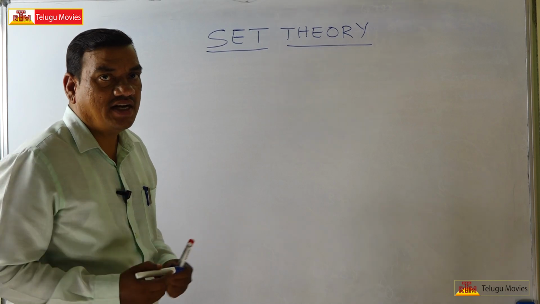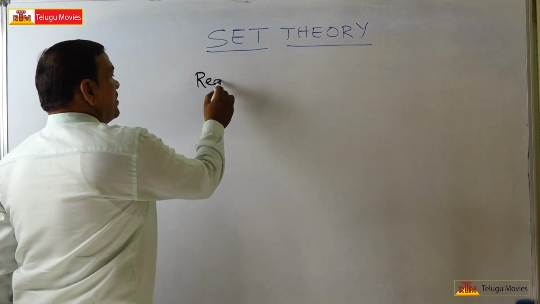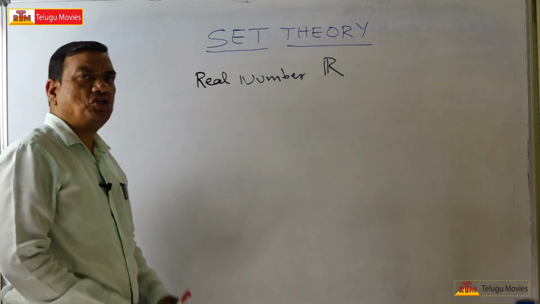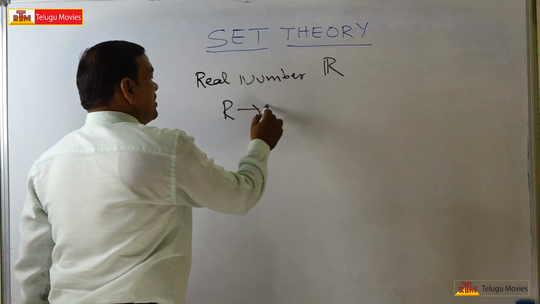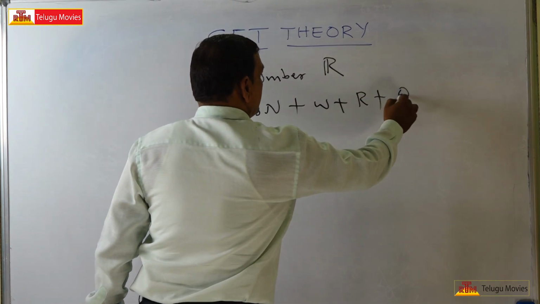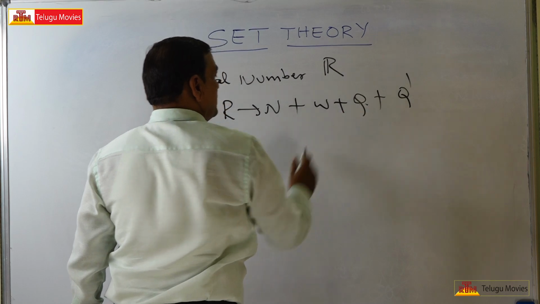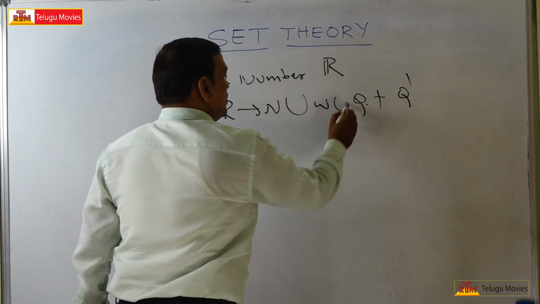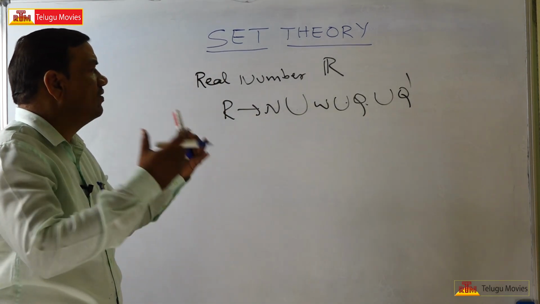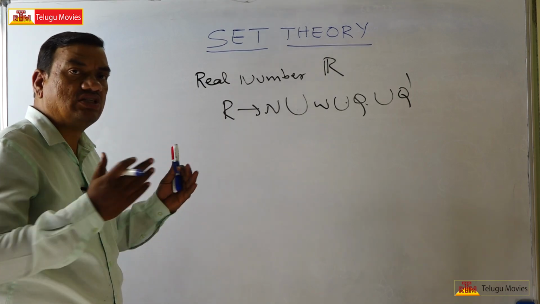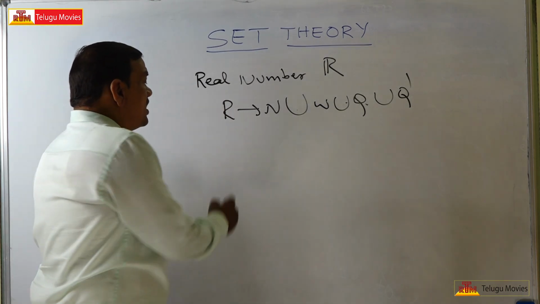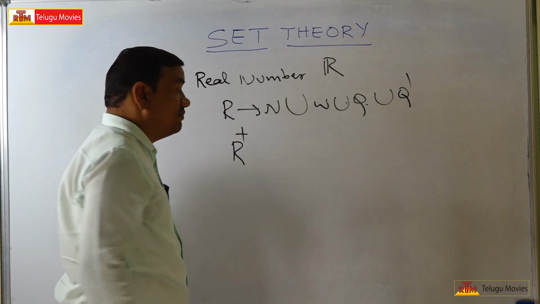Next we are going to see the set of real numbers. This is denoted by the symbol R. Set of real numbers means what? This is the natural number set, whole number set, rational numbers and irrational numbers, everything. Here plus means you use union. I will tell you what this union symbol is. The set of all natural numbers, whole numbers, rational numbers, irrational numbers together we call a set of real numbers.